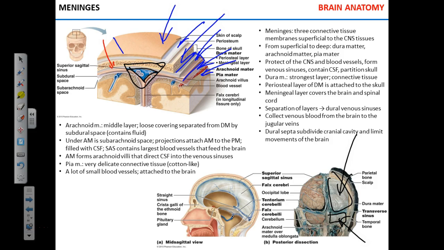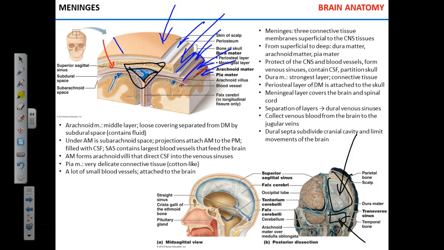Now, anatomically, be able to tell dura mater apart from the other layers, and the two layers of dura mater. Know the function. Okay. Periosteal layer, meningeal layer, what happens when they separate, what is a dural septum, and stuff like that.